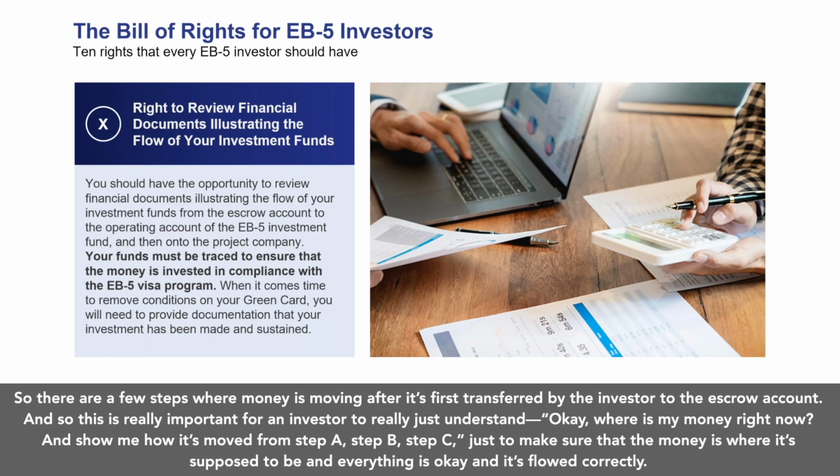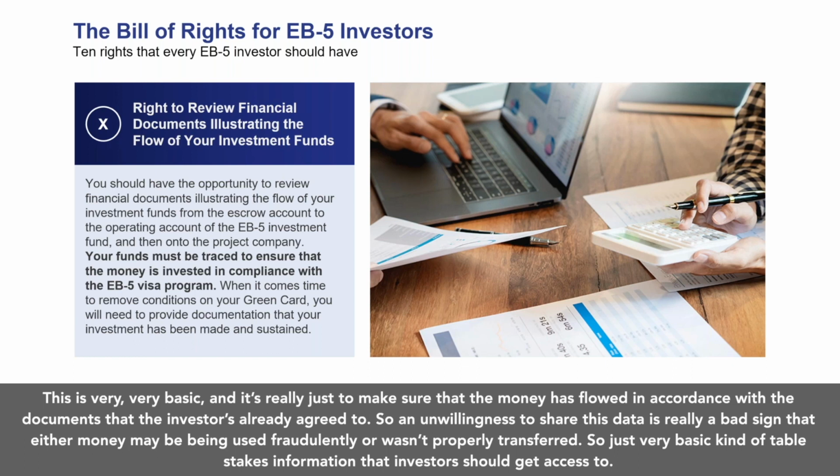Just to make sure that the money is where it's supposed to be, and everything is okay and it's flowed correctly. This is very, very basic, and it's really just to make sure that the money has flowed in accordance with the documents that the investors already agreed to. So an unwillingness to share this data is really a bad sign that either money may be being used fraudulently or wasn't properly transferred. So just very basic, table stakes information that investors should get access to.